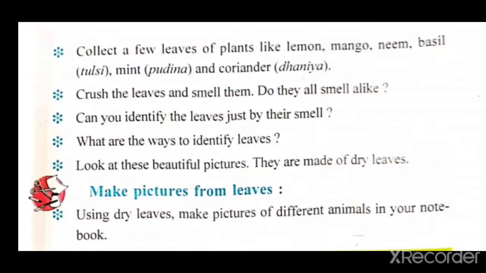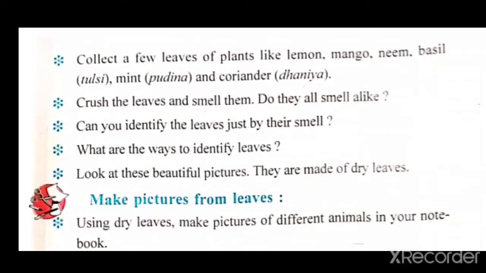Collect a few leaves of plants like lemon, mango, neem, basil means tulsi, mint means pudina, and coriander means dhania. Crush the leaves and smell them. Do they all smell alike? Can you identify the leaves just by their smell? No, they don't smell alike. Yes, some of the leaves can be identified by their smell. What are the ways to identify leaves? We can identify the leaves with their shape, size, texture, smell, etc.